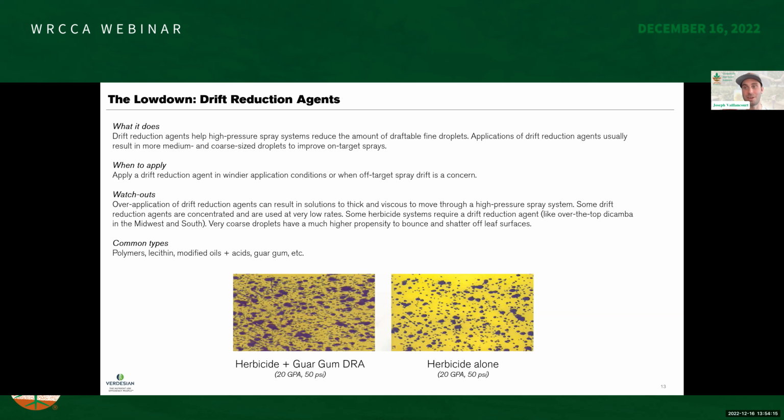Look, if you need to reduce drift with your spray and make those droplets heavier so they're not affected by wind, just go with one of these guars or one of these long chain polymers. If you're dealing with water, you're dealing with surfactant, I'd recommend just adding another tank, to be honest with you. Okay.